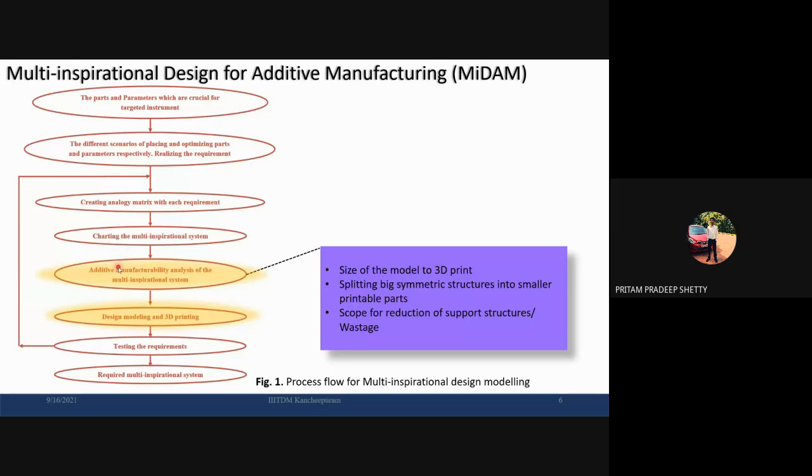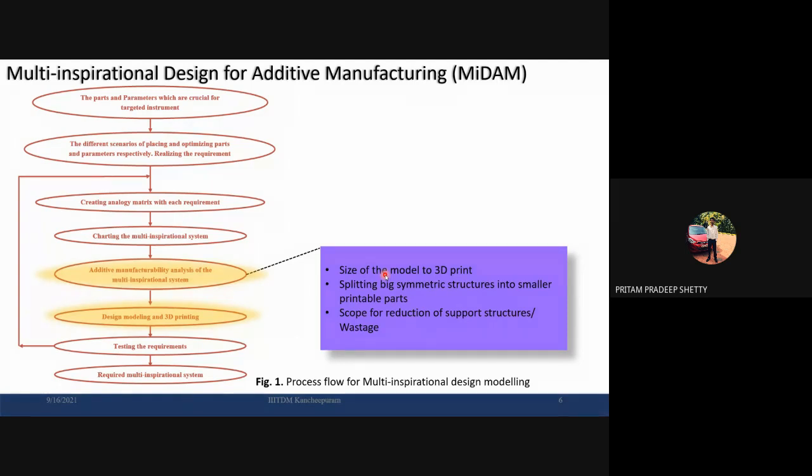So, additive manufacturability analysis of the multi-inspirational system. You have chosen the suitable analogy, and then you have to manufacture it by 3D printing, right? So certain aspects of 3D printing you have to consider while manufacturing. That is the size of the model to 3D print. Is it too big for your 3D printer? Can you really 3D print it? That factor you have to consider.